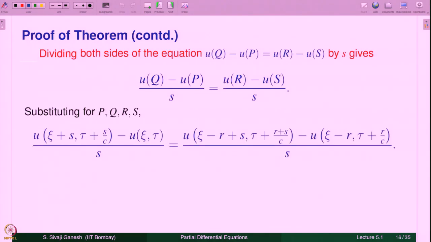So, just substituting for PQRS, we get this. Now, you look at this, this is a difference quotient. It is a difference quotient when you are trying to compute the directional derivative of u in the direction (1, 1/c) at the point (xi, tau). Similarly, this also, when you are trying to compute the directional derivative of u at the point (xi - r, tau + r/c), which is the point denoted by capital S in the parallelogram, in the direction (1, 1/c).